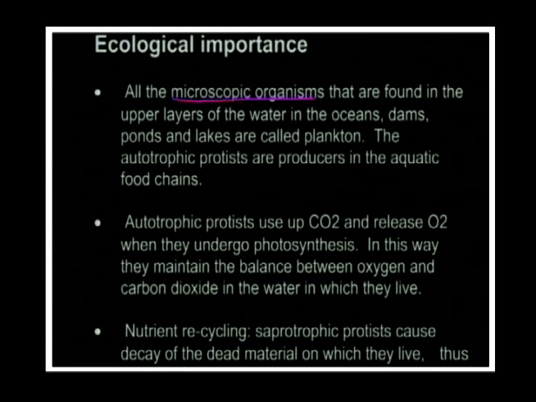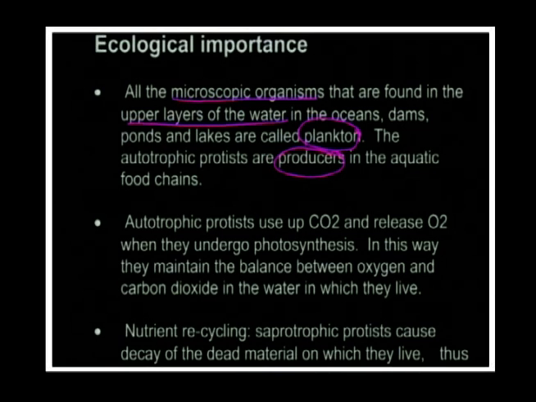Ecologically speaking, the microscopic organisms in the upper layers of the water are called plankton. Those protistans that are more plant-like and photosynthesize are also part of plankton, the unicellular plankton. Here, they are producers in water, and often you will actually hear plankton referred to as the grass of the seas, because there are so many aquatic organisms that feed on them.